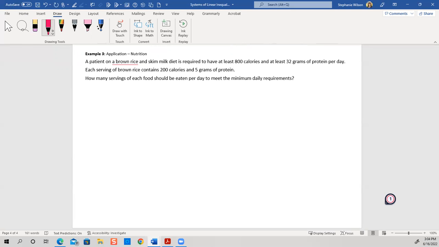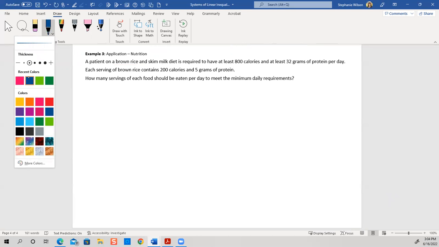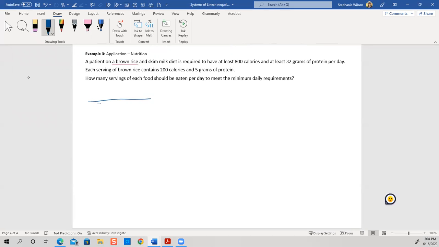So what I'm going to do is draw a table and label it. So let's do that. We are talking about calories versus protein. And then we have the rice, and I'm going to call that X. And then we have the milk, and I'm going to call that Y. And then we have a minimum daily requirement.